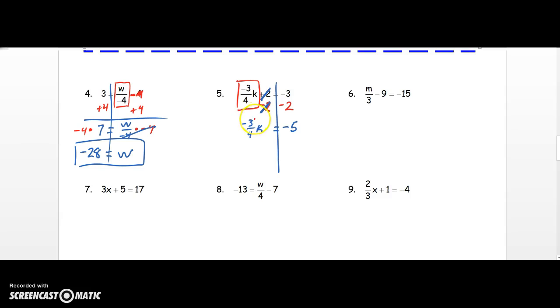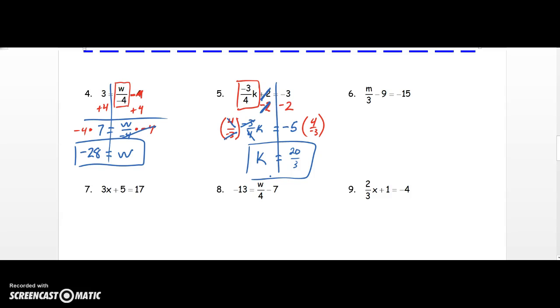Now, here's what I'm talking about. We're going to multiply just by flipping the fraction. What are we doing? Because our 4's cancel out. Negative 3 cancel out. Everything cancels out over the 3. So now we have negative 5 times 4 divided by 3. It doesn't come out even, so I'm just going to leave it 20 over 3.